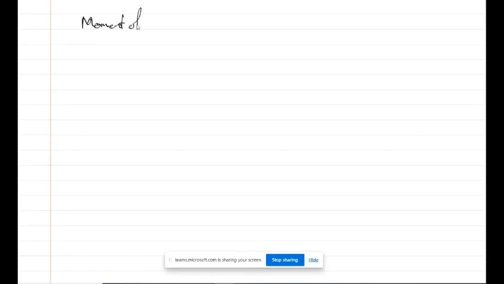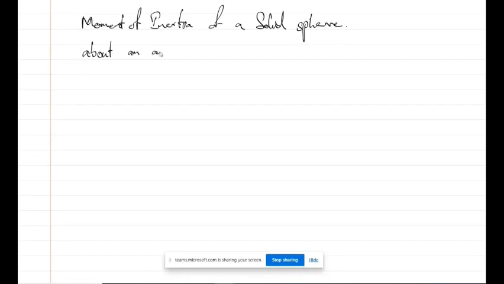Moment of inertia of a solid sphere. As I said, whenever you say moment of inertia, you have to also say through which axis. So this is about an axis through the diameter of the sphere.